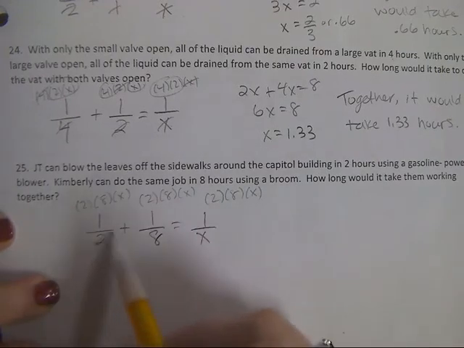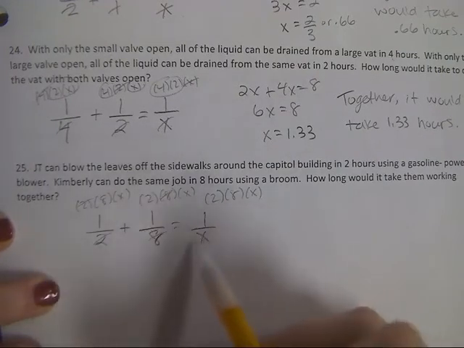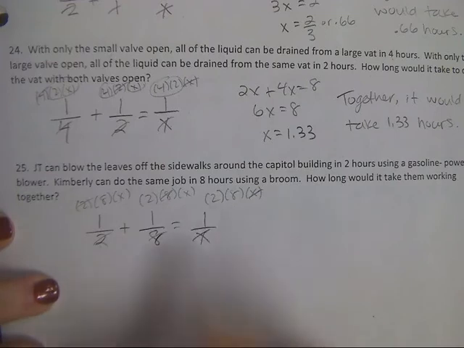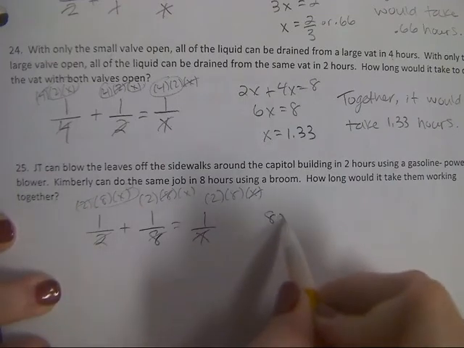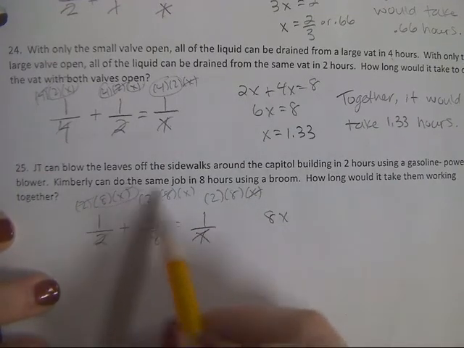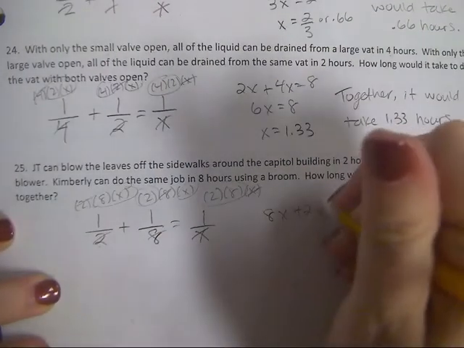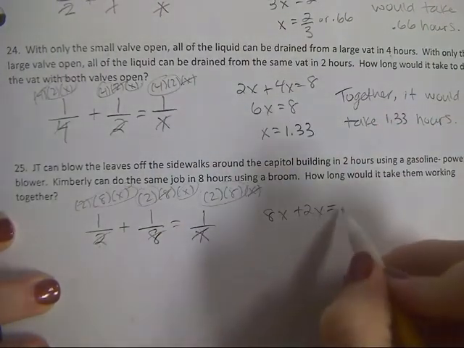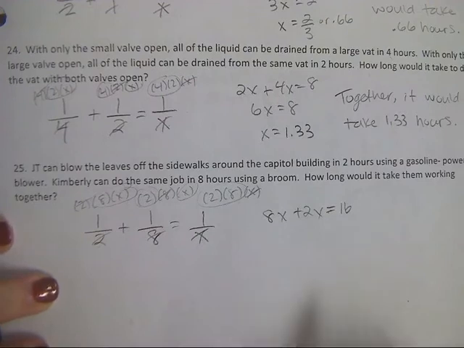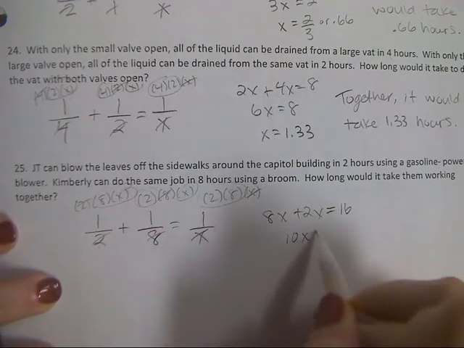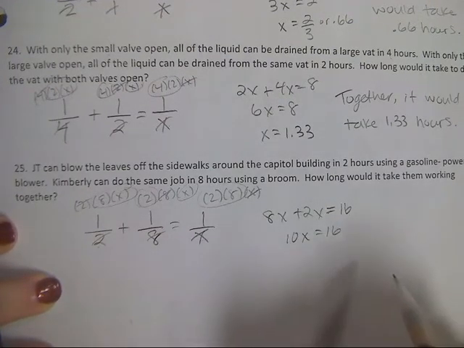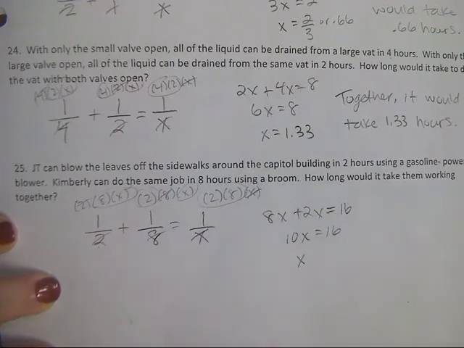All right, we do this so we can cancel out our denominators. And then we combine what is left. So over here we have 8x. In the middle, we have 2 times x. And we are equal to 2 times 8, which is 16. All right, this gives me 10x equals 16. We're going to divide by 10. So 16 divided by 10 is going to be 1.6.